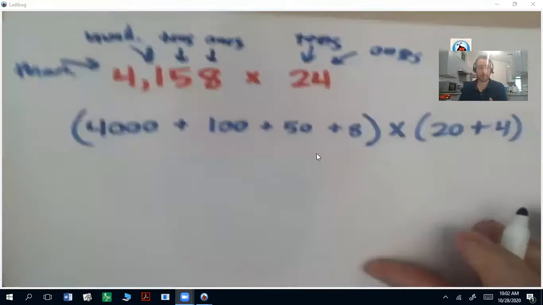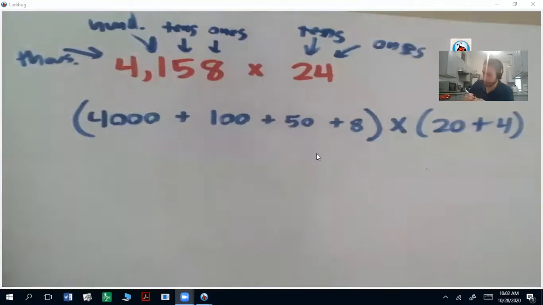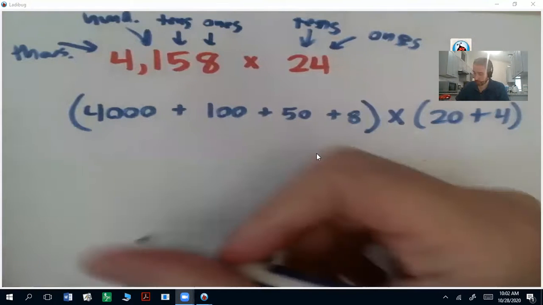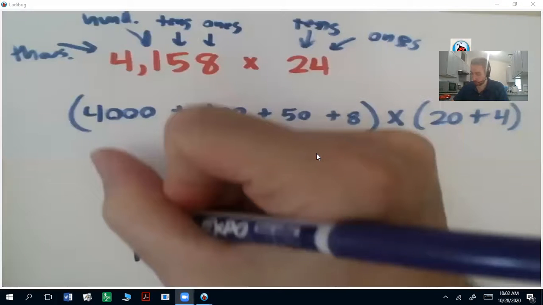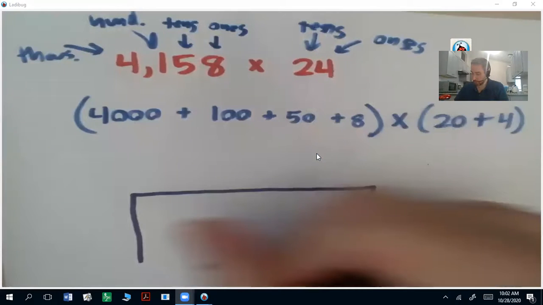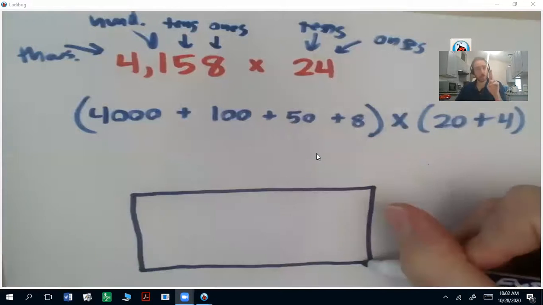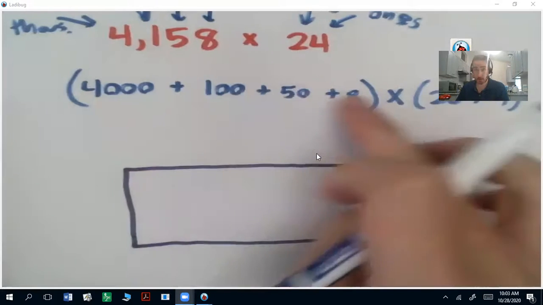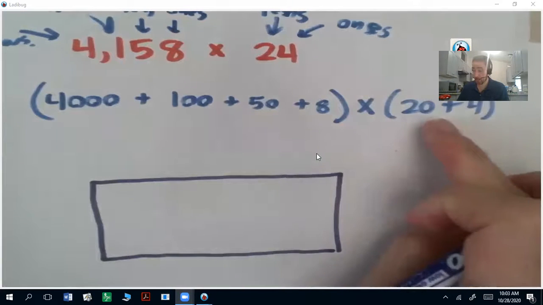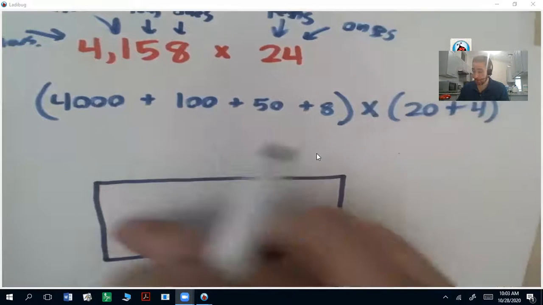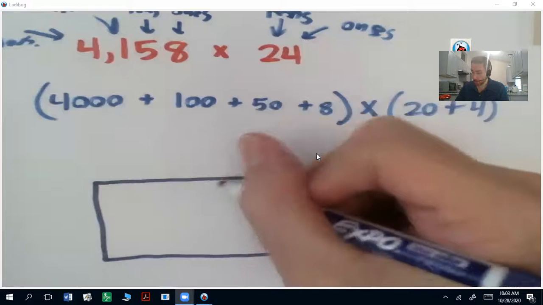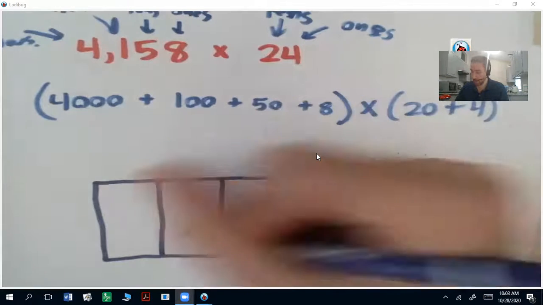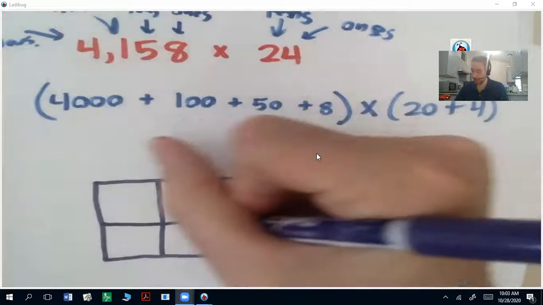So how do we make a box out of that? Well, I'm glad you asked. First, we're going to draw a rectangle. Second, we're going to divide it up into however many components there are. So we have 4 and 2. That's going to be 4 by 2. So let's split that in half and a half again and half again, and then split that in half.